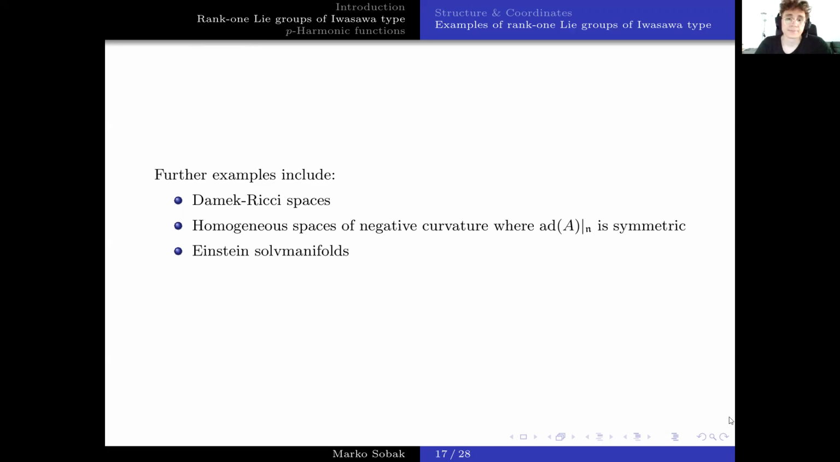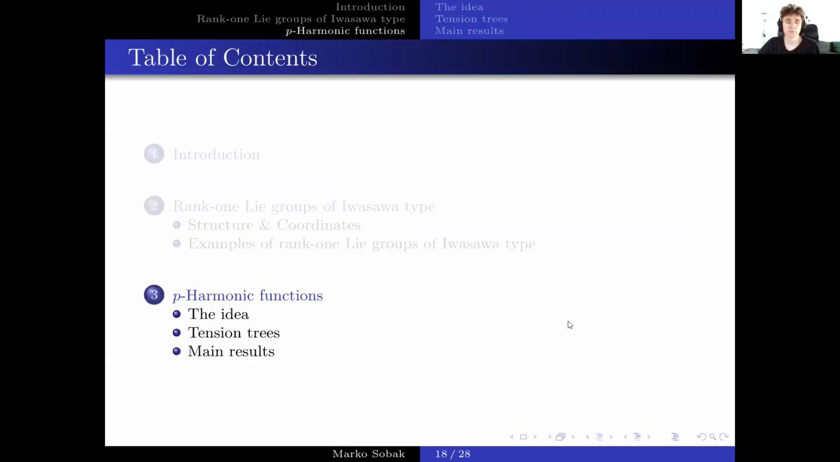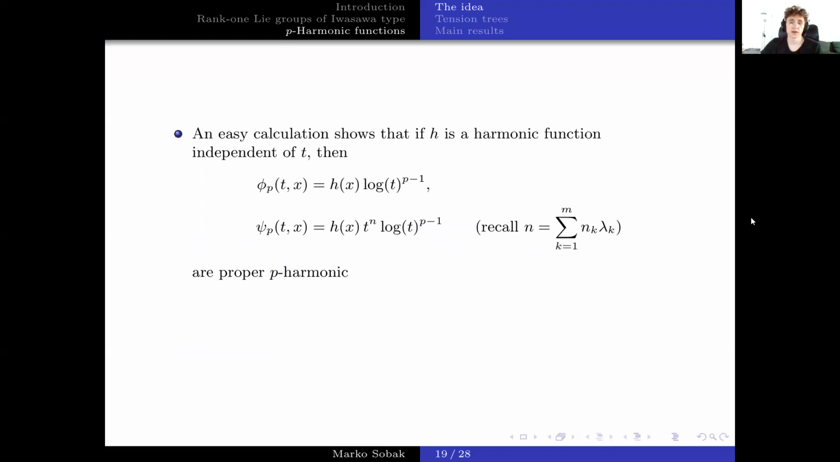All right. And now we can start discussing the heart of the talk and the heart of the paper, which is the construction of p-harmonic functions on these spaces. And I want to start by giving you just the idea of it all.